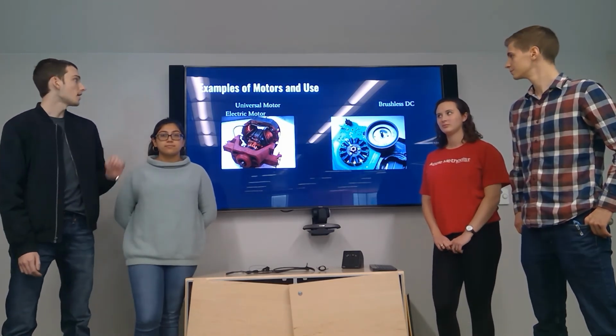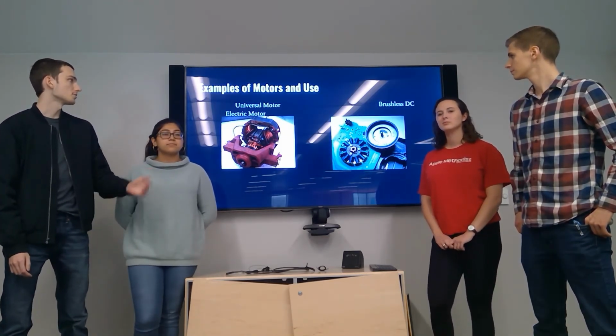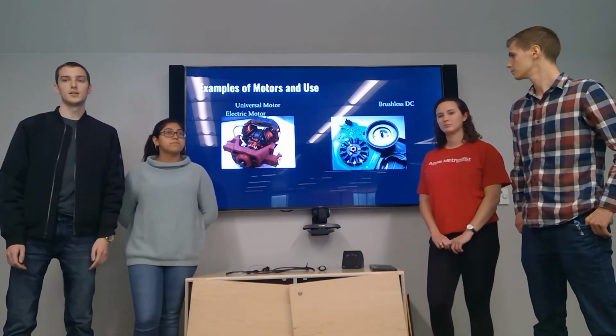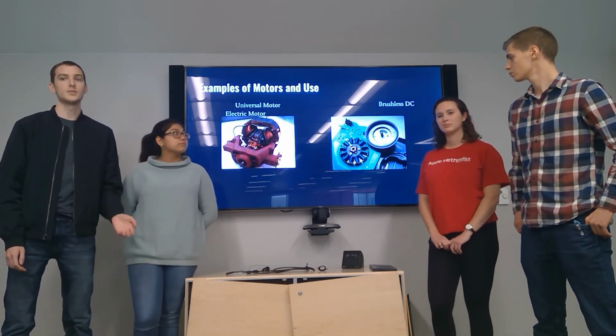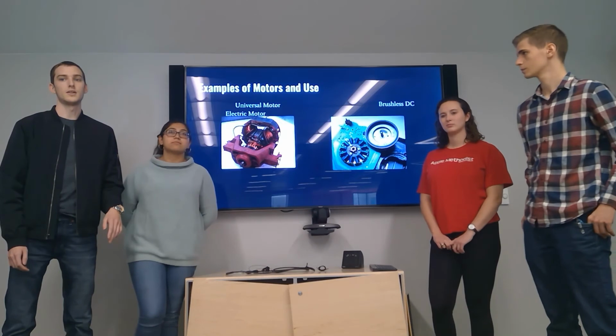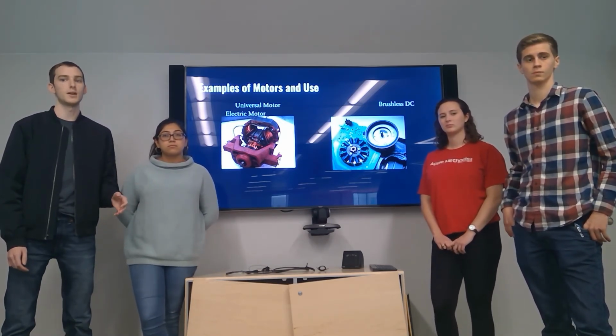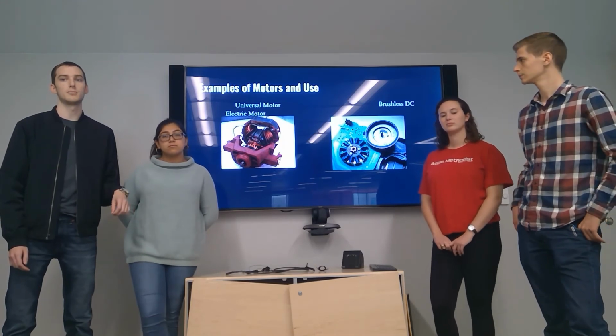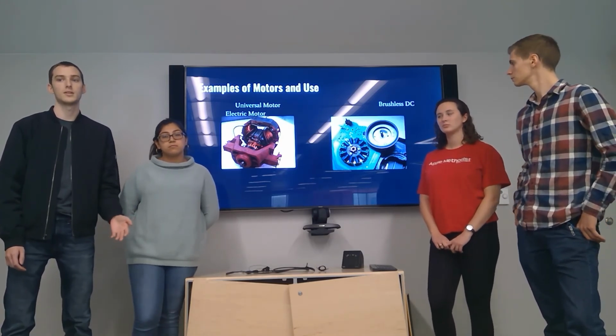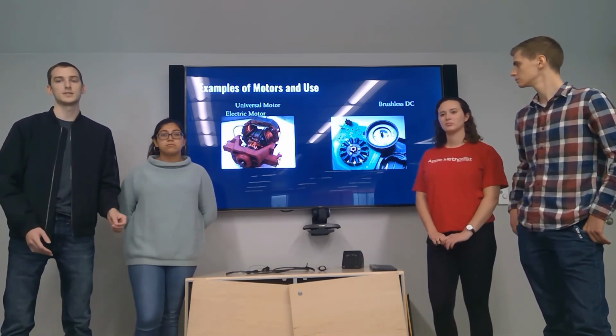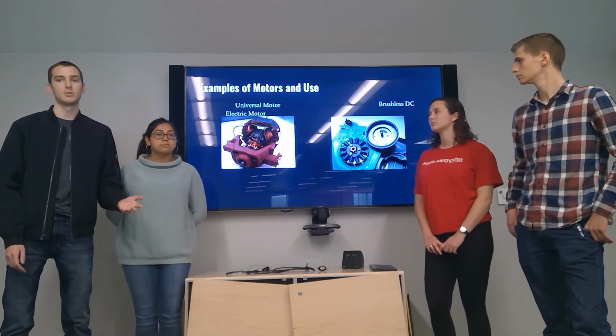The first image I have here is an electric motor. It's a universal electric motor. It operates on AC or DC. They are typically really lightweight and compact motors, and they produce a very high torque, so it's really good for your household appliances and kitchen appliances.